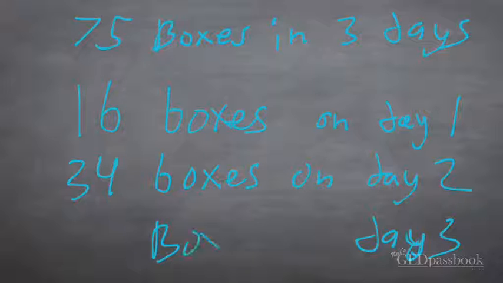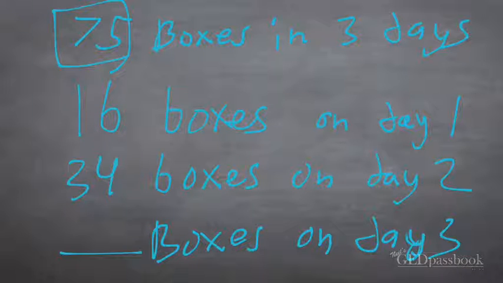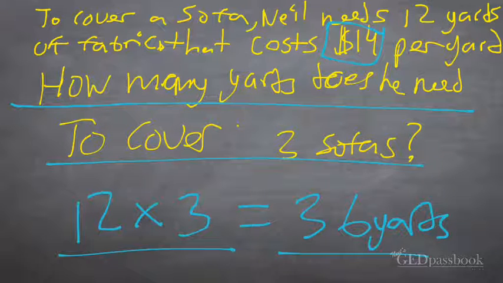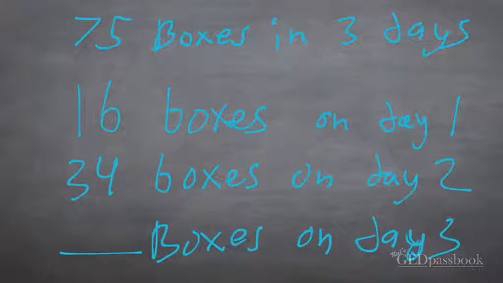To how many boxes does she need to sell on day 3 to get 75? Now, why are we going over this one? Because obviously word problems are not as simple as the one before, in which all you had to do was get the 12 and the 3 and multiply them to find your answer, 36 yards. Word problems are usually multi-step word problems, which is a combination of multiple operations. Am I right?